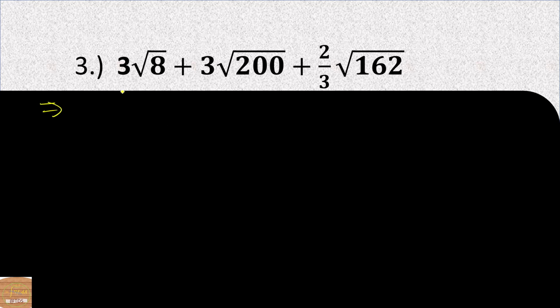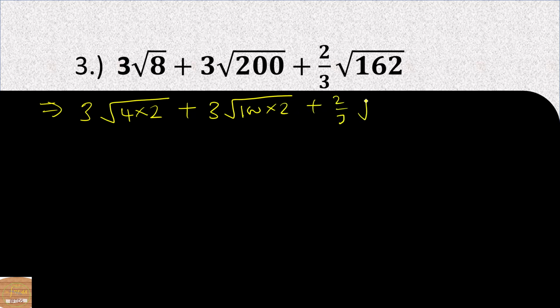Okay, so we have 3 here already, so I'll just keep it. Now 8, so let's divide 8 by 2, and it's 4. So 4 is a perfect square, and what works for the first one will also work for the rest. So we have 4 times 2, plus, so we have 3 there already, let's maintain it there. So over 2, 100 times 2, so 2 on 3, 162 over 2 is 81, 81 times 2. Okay, so let's break it.